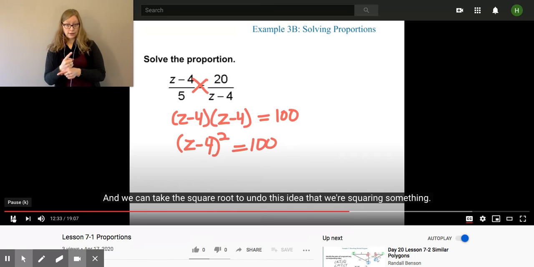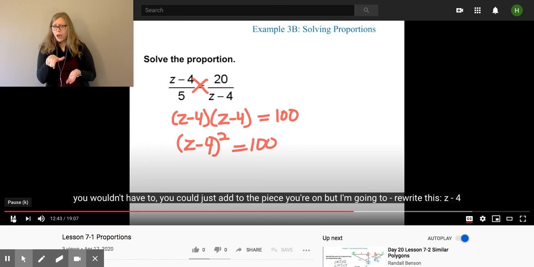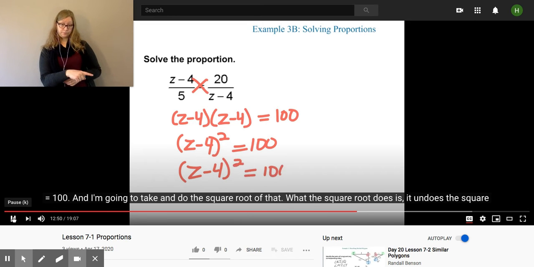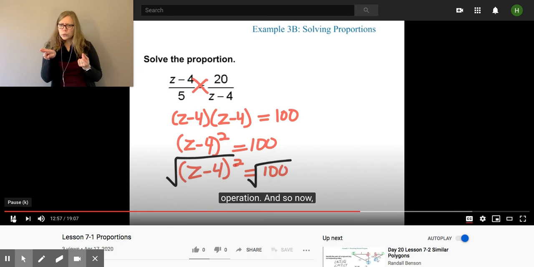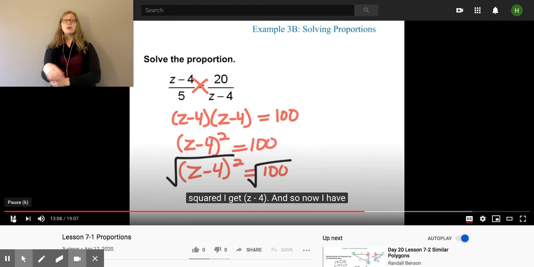And we can take the square root to undo this idea that we're squaring something. So the next step is that I'll rewrite this step. You wouldn't have to; you could just add to the piece you're on, but I'll rewrite it. z minus 4 squared equals 100, and I'm going to take the square root of that. What the square root does is it undoes the square operation. So now, if I take the square root of x squared, I get x. If I take the square root of z minus 4 squared, I get z minus 4.